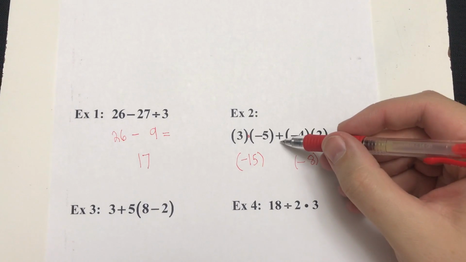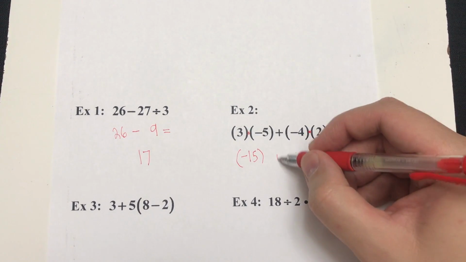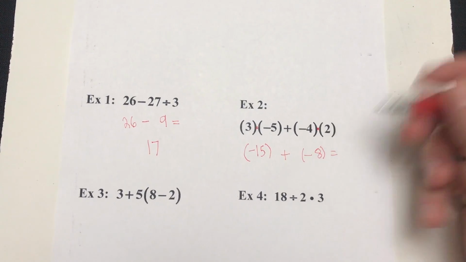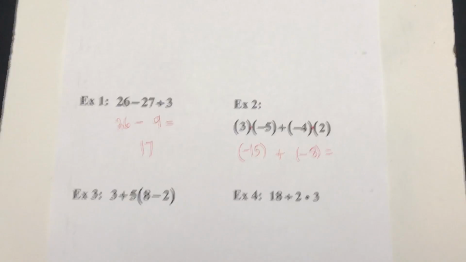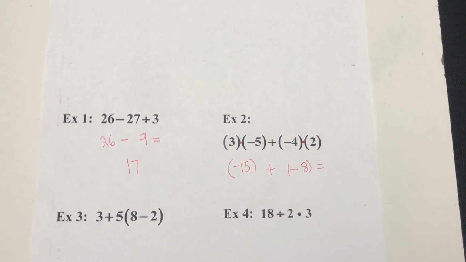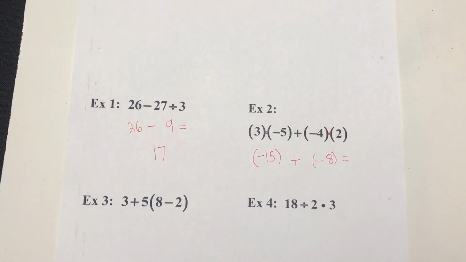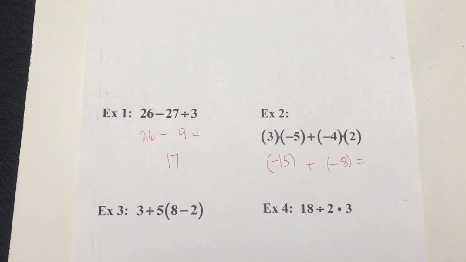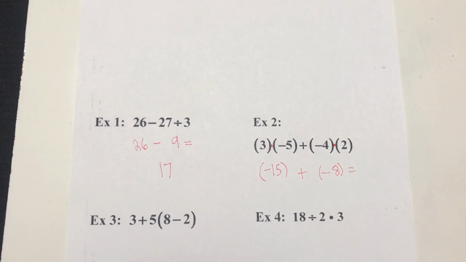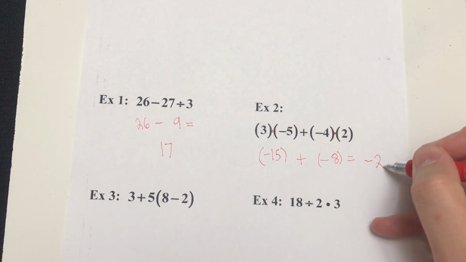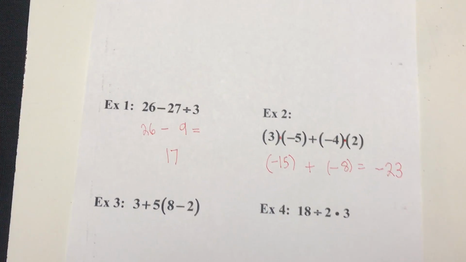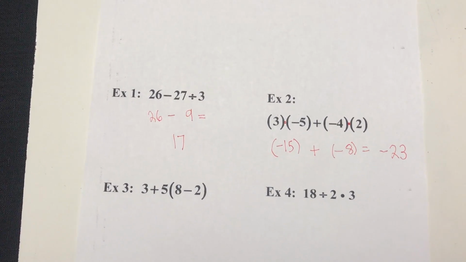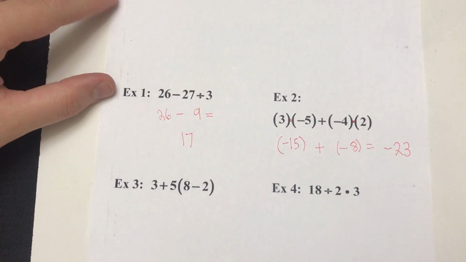The operation addition has not been dealt with, so we bring down the addition symbol to our next line. From here, we have no more division or multiplication, so we can move to the last step, which is addition. A -15 plus a -8 is going to equal -23. When you have negative numbers and you add them together, your answer remains negative.